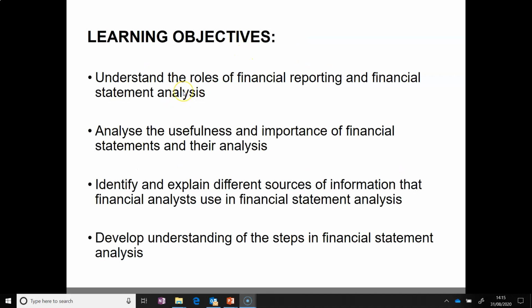The learning objectives for this week's topic include an understanding of the role of the financial reporting and financial statement analysis, analyzing the usefulness and importance of financial statements and their analysis, and identifying and explaining the different sources of information that analysts use in financial statement analysis, and finally, developing an understanding of steps in financial statement analysis.